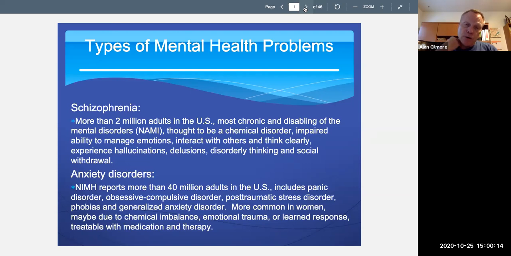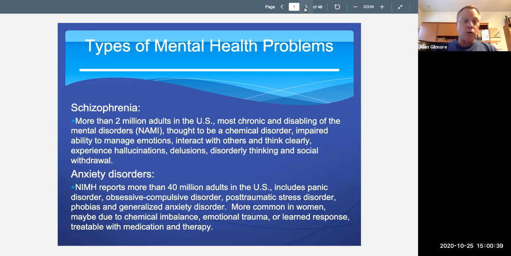Obsessive compulsive disorder is sort of that hand washing thing that you hear about. It's not only about hand washing, but that's one of the ones that you're most aware of, somebody who feels that they need to wash their hands 20 times a day. Post traumatic stress disorder, we're going to talk a little bit more about that later on in the module.